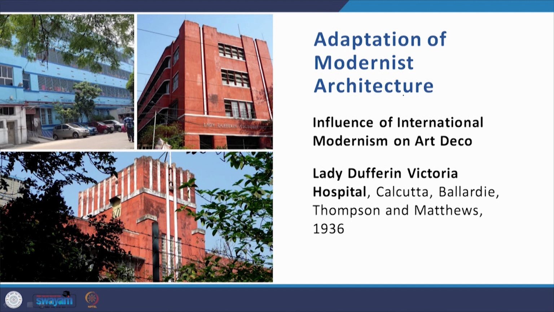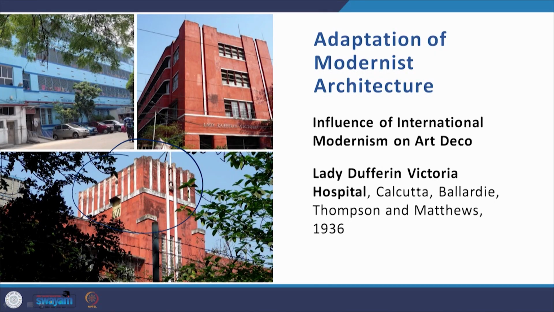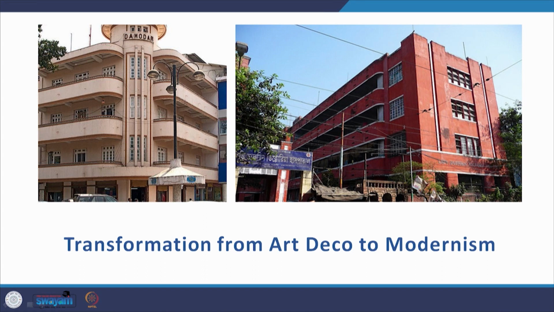And how do you see that? You do find remnants of Art Deco features here, whether it is at the top of the hospital, whether it is in the curved segment of the balconies. But when you look at the overall form, rather than being a curved form or a curvilinear form, it is becoming more of a cuboidal form. Here is the comparison. Transformation from Art Deco to modernism.